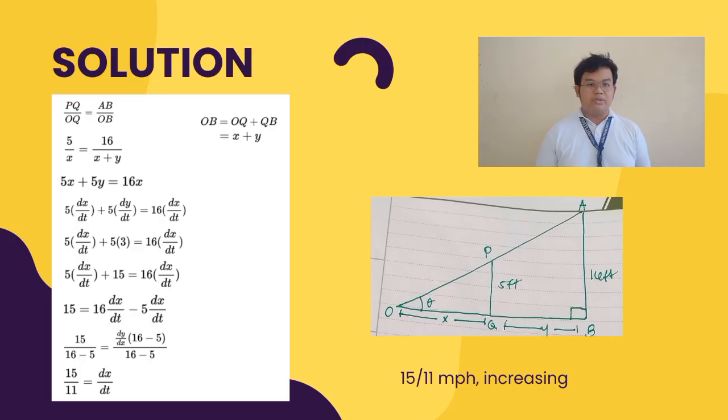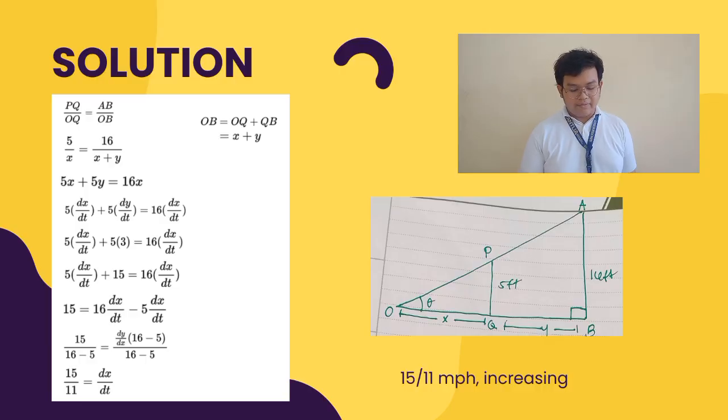Segment OB is equal to x plus y because line segment OB is equal to line segment OQ plus line segment QB. So then we will just cross multiply, and the answer will be 5x plus 5y equals 16x. Then we will get the derivative of every term: 5 dx over dt plus 5 dy over dt equals 16 dx over dt. And then we will substitute all known values, simplify, and isolate dx over dt.